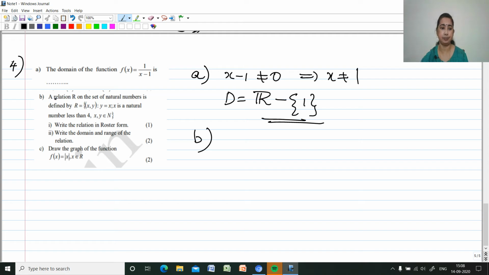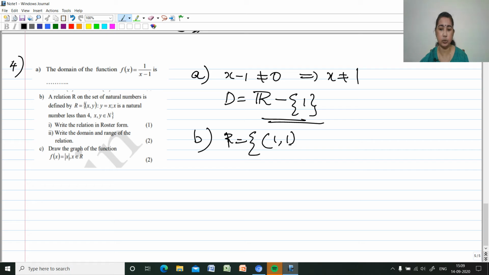Now, second one, a relation R on the set of natural numbers is defined by R is equal to set of ordered pairs x comma y such that y is equal to x. X is a natural number less than 4. So, natural numbers less than 4 means it is 1, 2, 3. And x consists of natural numbers. Here x is less than 4 means it can take the values 1, 2, 3. So, y also will be taking the same value 1, 2, 3 itself because x is a natural number less than 4 and y is equal to x. So, what all numbers will be there in R?